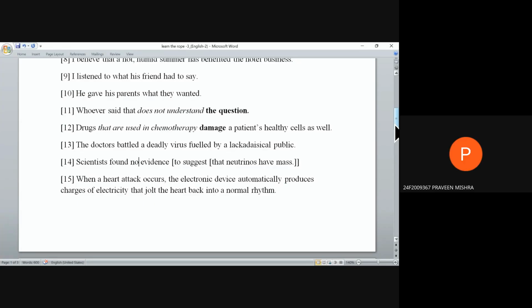Okay. 14th one: scientists found no evidence to suggest that neutrinos have mass. Now, there are double brackets indicated, which means there's more than one subordinate clause. But I'm not going to ask you about the type of one of those. I'll only be concerned with the second one. But there are two clauses here. Okay. Tell me what those are. It's already marked, actually.